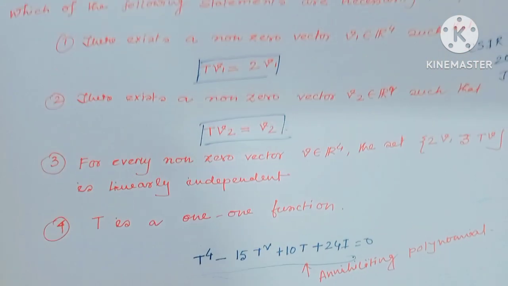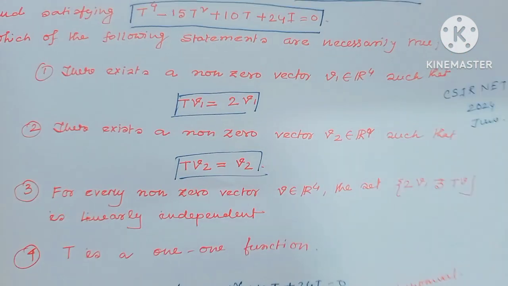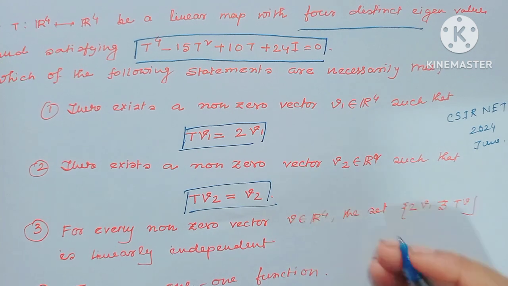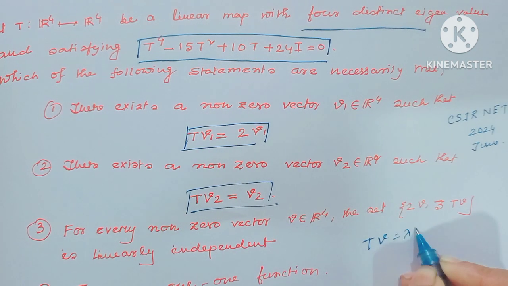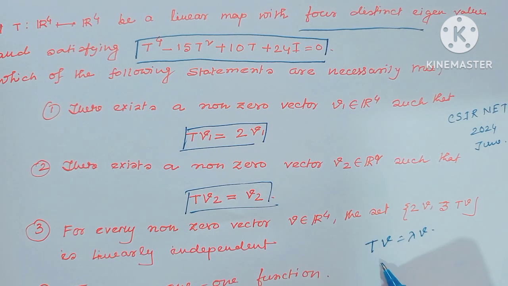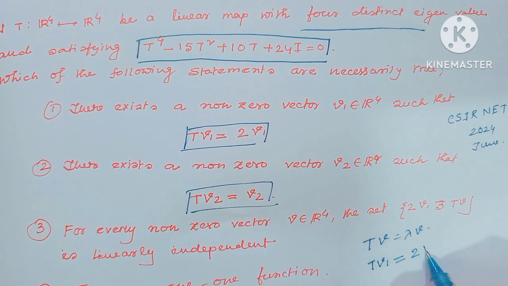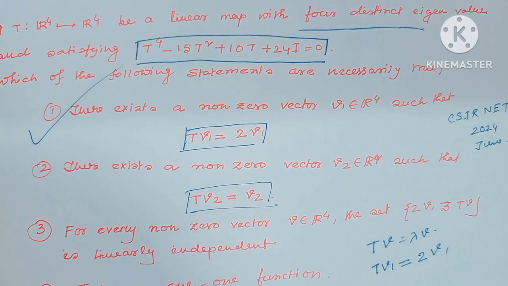And if 2 is the eigenvalue, then obviously we all of us know if lambda is the eigenvalue, then TV equal to lambda V. Since here 2 is an eigenvalue, obviously there exists one vector V1 such that TV1 equal to 2 V1. So option 1 is the right option.